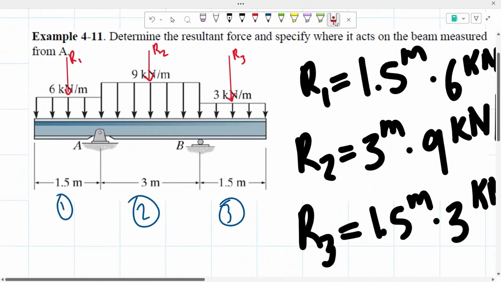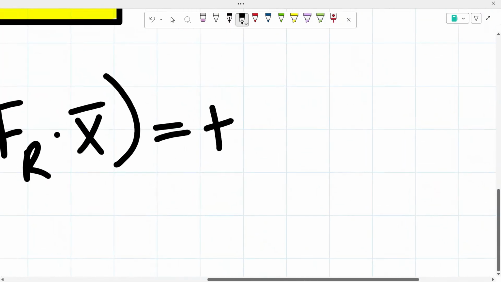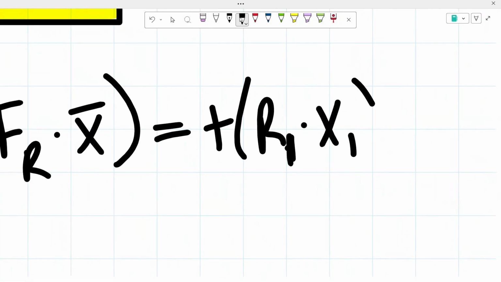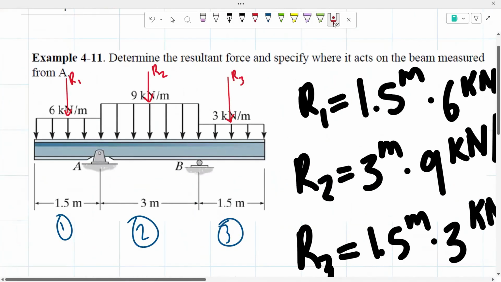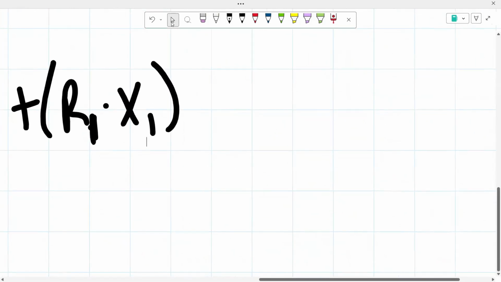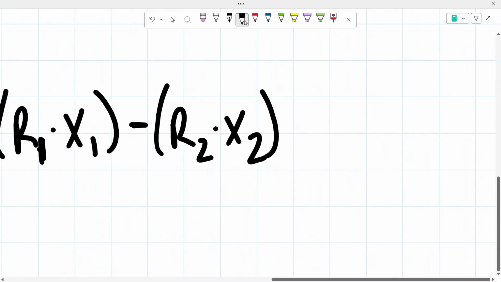So we know that R sub 1 is on the left side, so it's going to create a counterclockwise moment, so that's going to be a positive moment of the force times the distance. From there we have R2, which is on the right side, so a negative moment, and R3 is also on the right side, so another negative moment. So from there we have minus R2 times X2 minus R3 times X3.